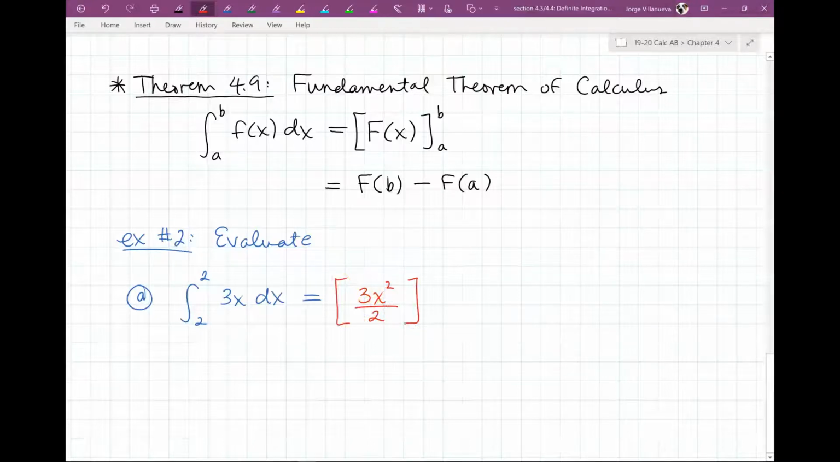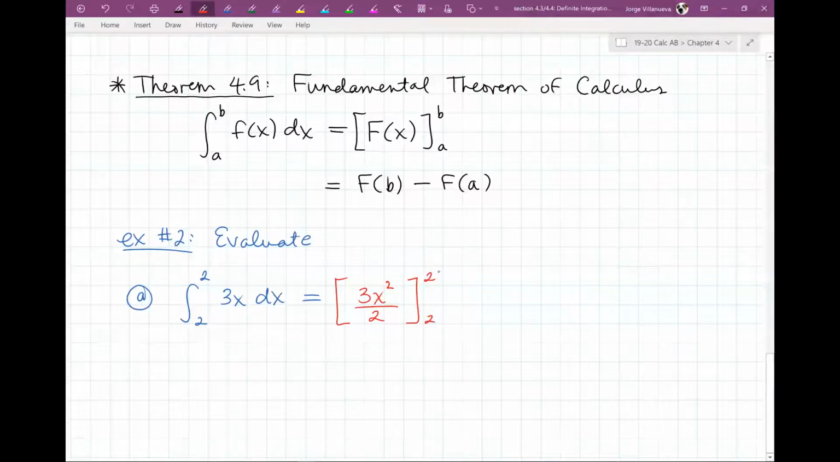Remember I told you guys I'm going to stop showing every step, right? You're supposed to take the 3 out, then integrate x, and then x becomes x squared over 2, and then you multiply 3 back in. Try to get away from doing every step. Try to learn them a little quicker, because they're going to take forever. And we're going to go from 2 to 2.